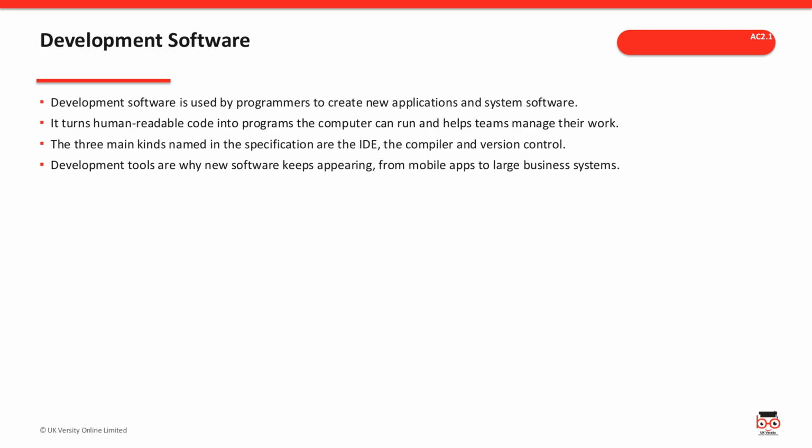Now we come to development software, the tools programmers use to build new applications and even system software. Its job is to turn human-readable code into programs the computer can actually run, and to help teams manage their work along the way. The specification names three main kinds: the IDE, the compiler, and version control. Every app on your phone started life in tools like these.